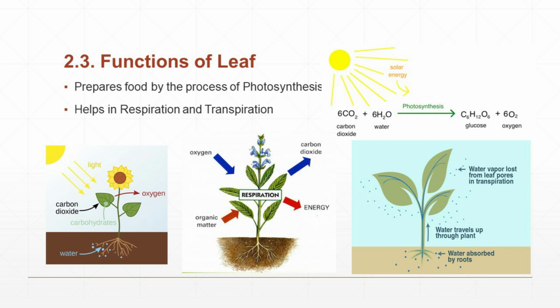Now let us learn the functions of leaves. Leaves prepare food for the plant. That process is called photosynthesis. I want to explain the process of photosynthesis. Photo means light. Only in the presence of sunlight, plants can prepare or manufacture their own food. See the first picture, one arrow mark goes inside, and one arrow mark goes outside.